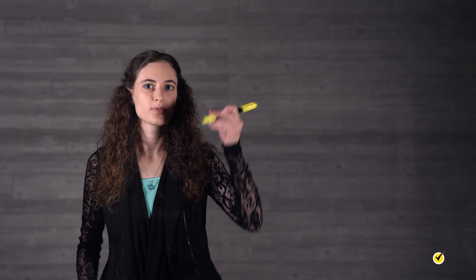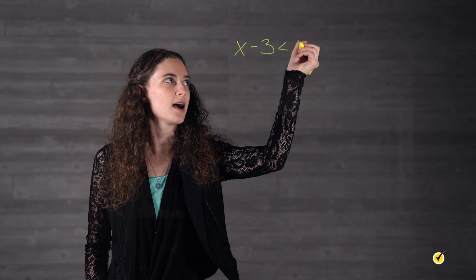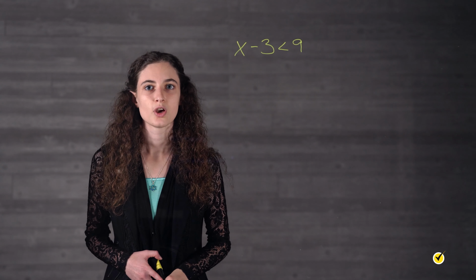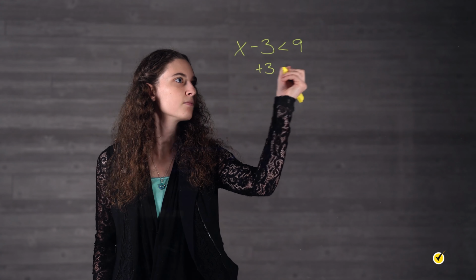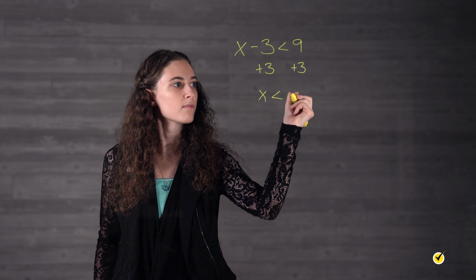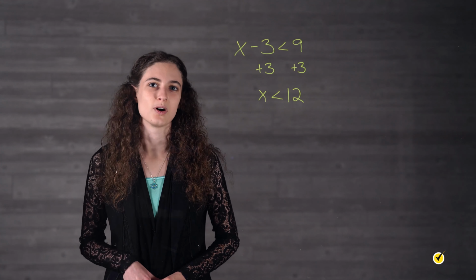Now I want you to try one on your own using subtraction. x - 3 < 9. First, we are going to add 3 to both sides. Then we simplify and get x < 12.